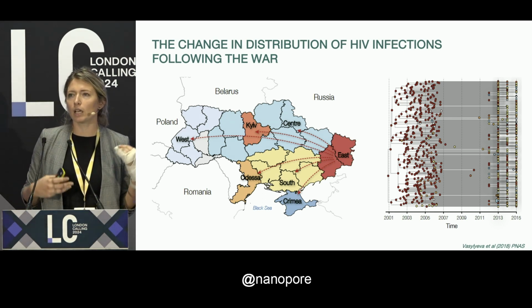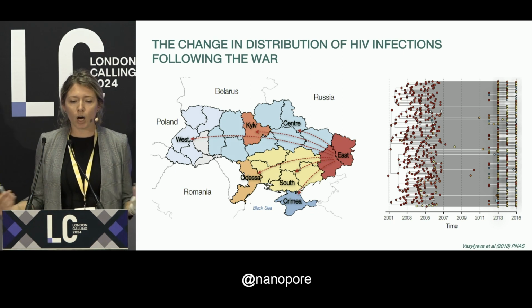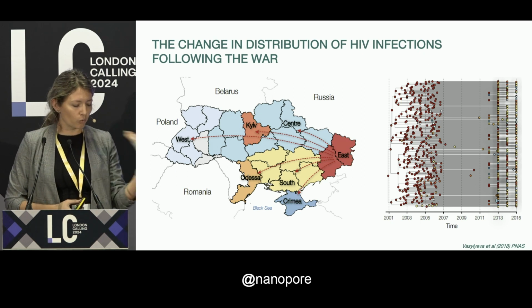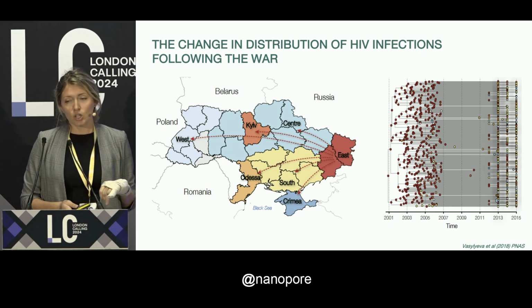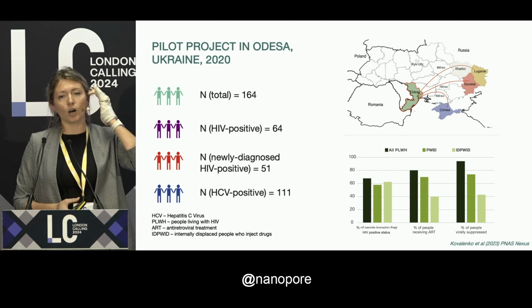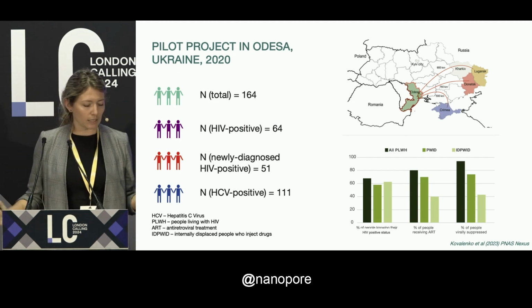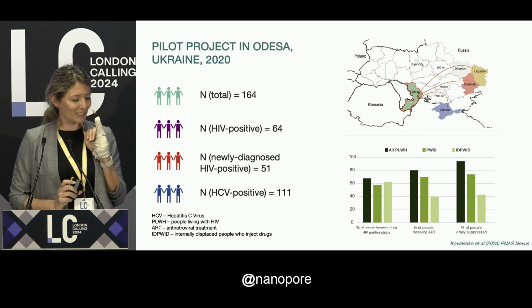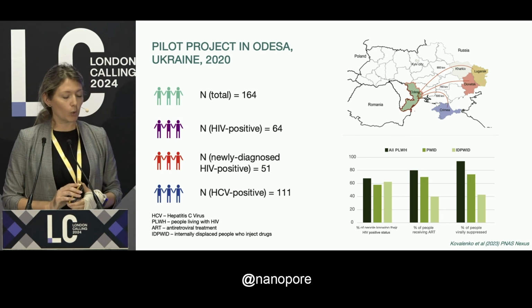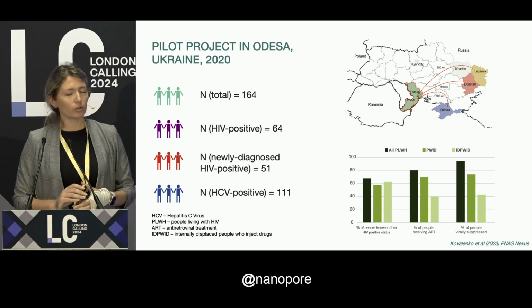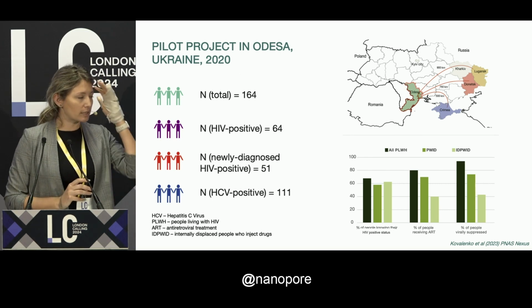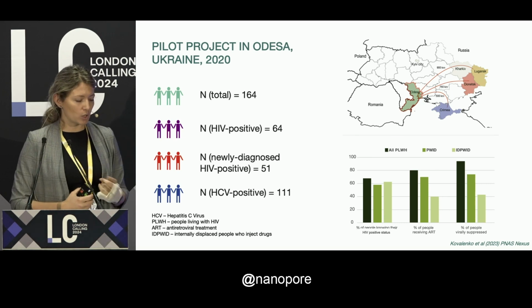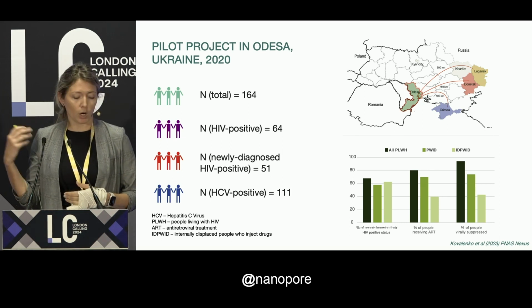However, this was surveillance data. We didn't have any information about who these people are, how to reach them, whether they're staying in care once they reach new places of residence. So what we decided to do is to go and ask these people about their experiences. So in 2020, during the pandemic, together with amazing colleagues present here in this room, we went to Odessa in Ukraine, and we interviewed a small sample, 164 people who inject drugs, who are at risk or living with HIV, who have been displaced by the war.